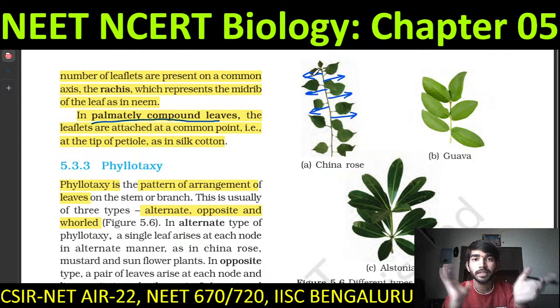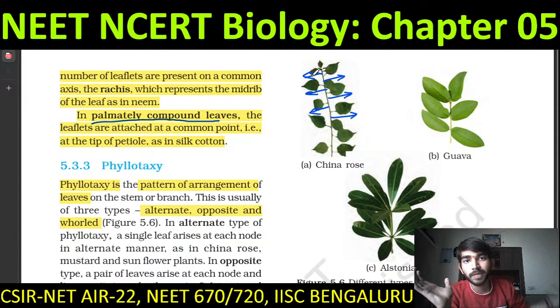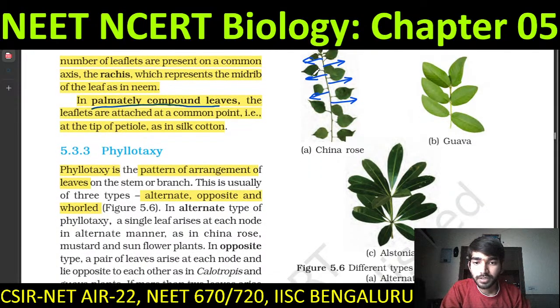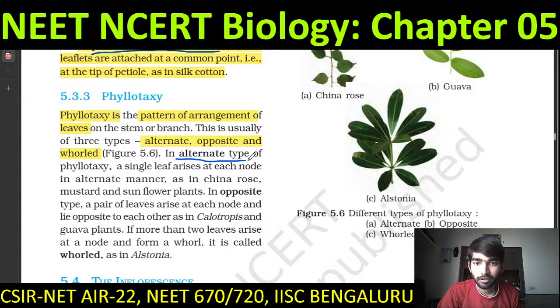So this is to maximize the sunlight that is being received by the plant. This is one type of phyllotaxy called the alternate type. Examples are China rose, mustard, sunflower. All these are examples of alternate phyllotaxy.